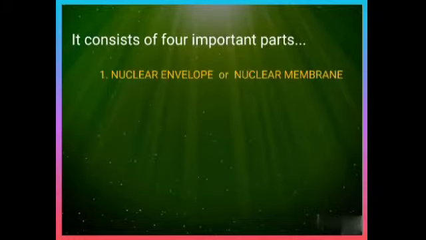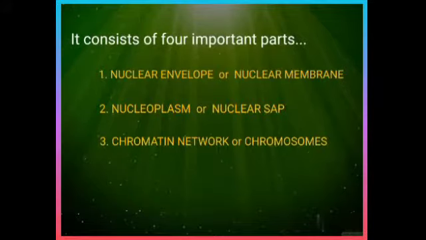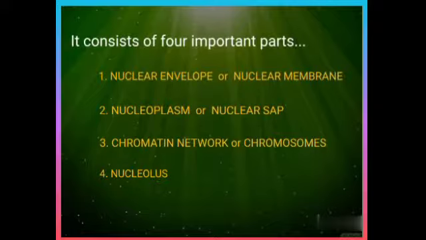Number 1, nuclear envelope or nuclear membrane. Number 2, nucleoplasm or nuclear sap. Number 3, chromatin network or chromosomes. And number 4, nucleolus.